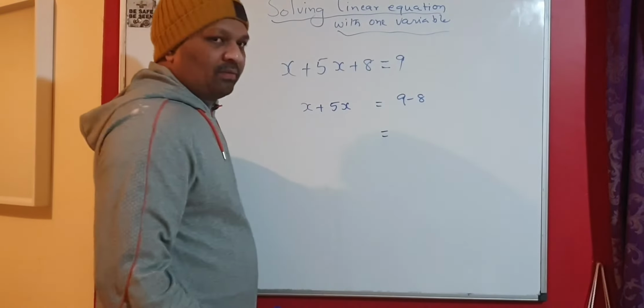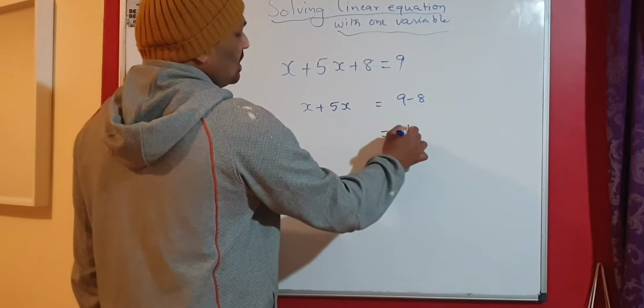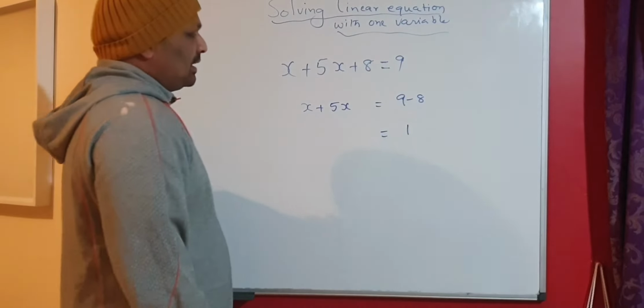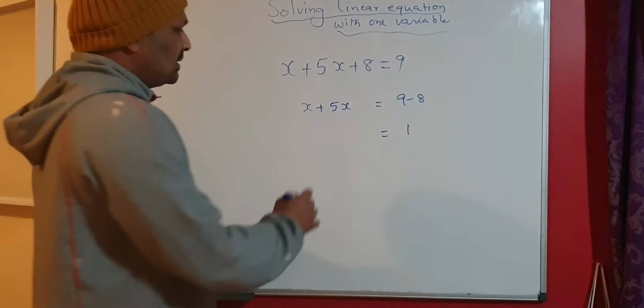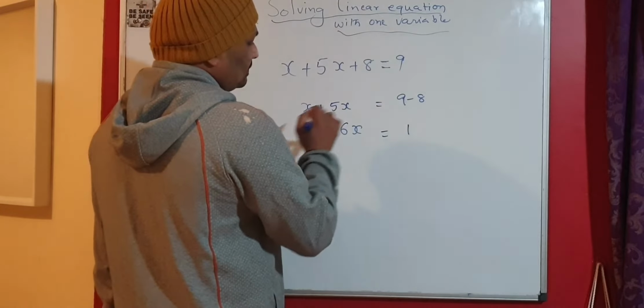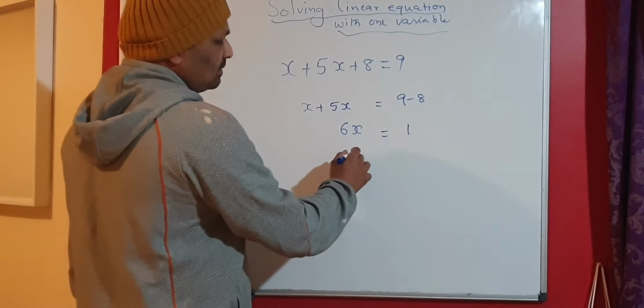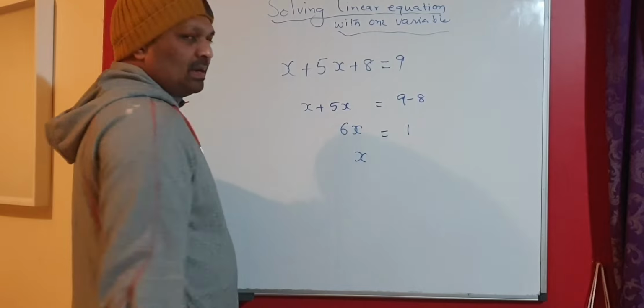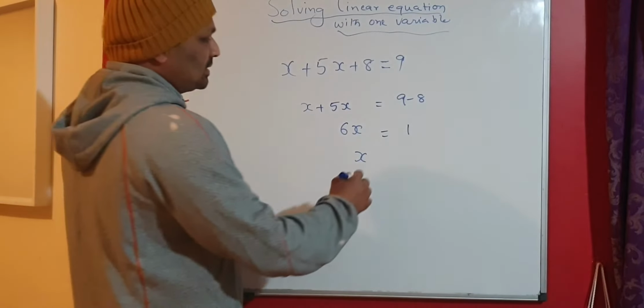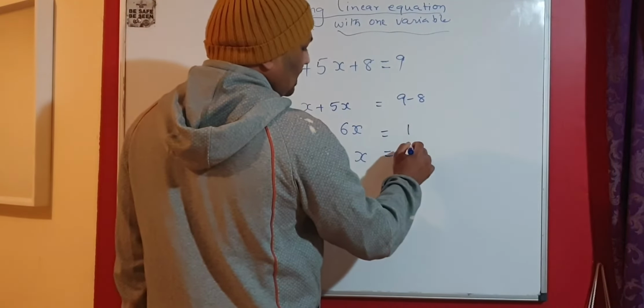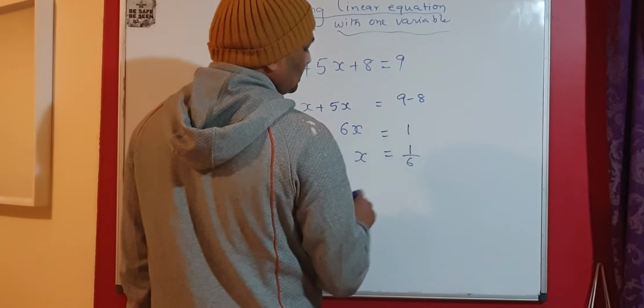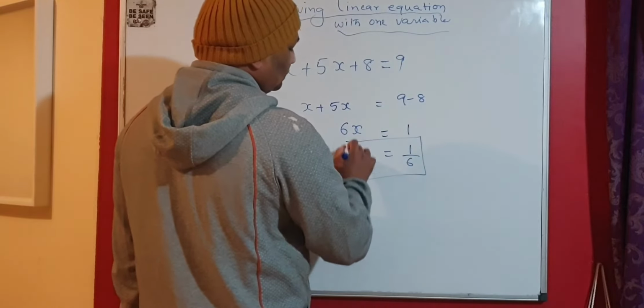Okay, when you further simplify it, 9 minus 8 becomes a 1. On the left side, x plus 5x becomes 6x. Okay, and when you further simplify, because 6 is multiplying here, if you take it to the other side of the equal symbol, it becomes a division, 1 by 6. This is the answer.